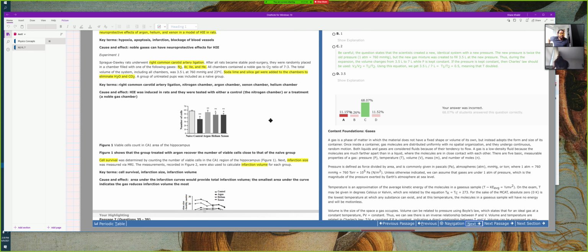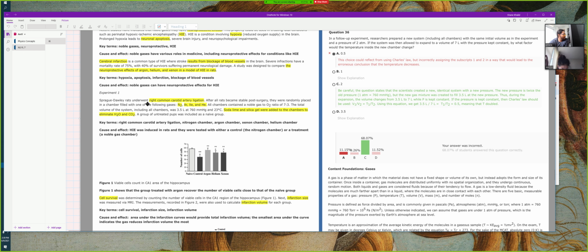So basically, what they did was they tightened a coronary artery, right? And that's the control where they're just in a nitrogen chamber. The naive are just the ones who didn't have that coronary artery ligation. So that's like a control. Right, right.